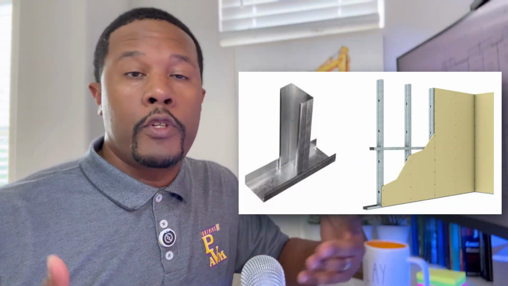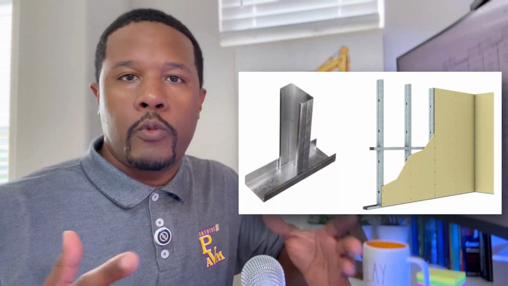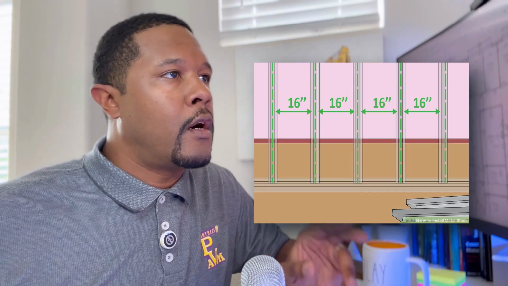Now let's break that into components. What goes into this wall? First step is always the metal studs. And we're talking about commercial here, so if it's residential, it'll be wood studs. Looking at our detail, it tells us that the metal studs are 16 inches on center.